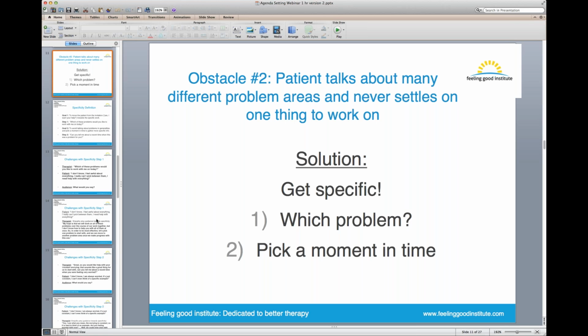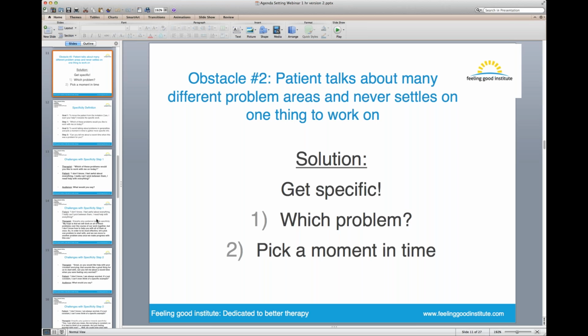So let's move on to the next obstacle. You can ask yourself how many of you have patients who will talk about so many different problems and never settle on one thing to work on. A lot of patients will come in with a number of things going on that they could potentially benefit from working on. And therapists can sometimes make the mistake of staying on a very vague level and talking about all the stressors, rather than working on them one at a time and getting really specific.